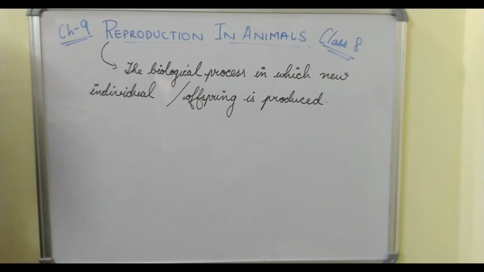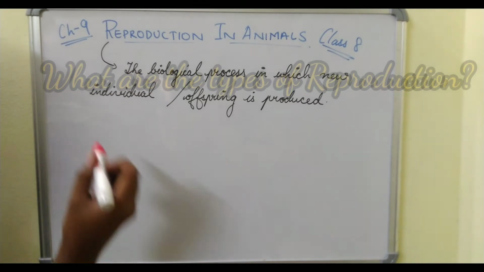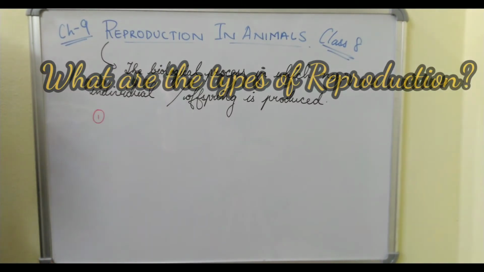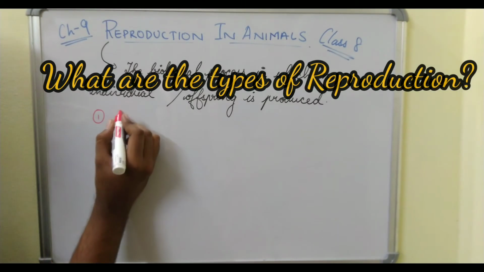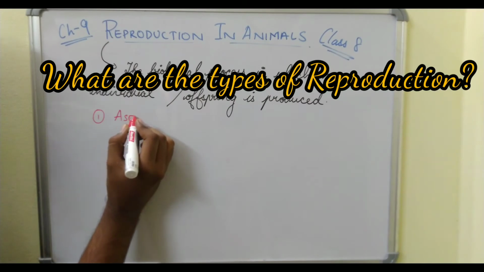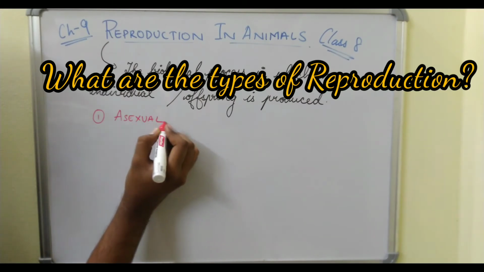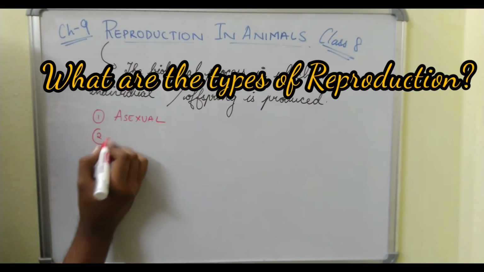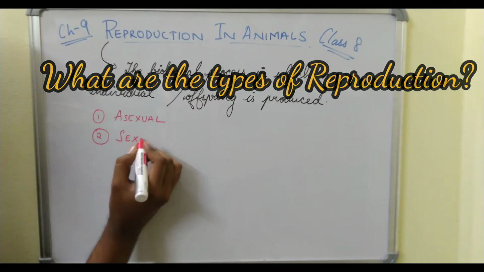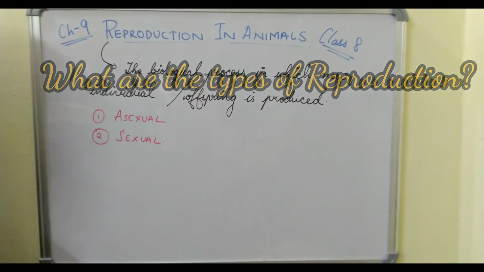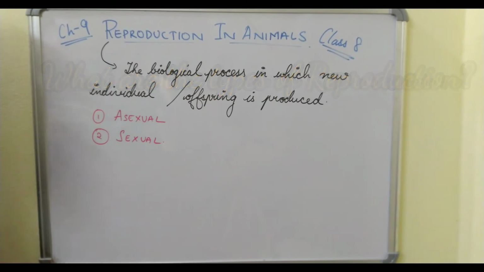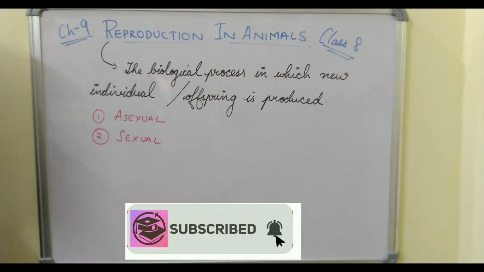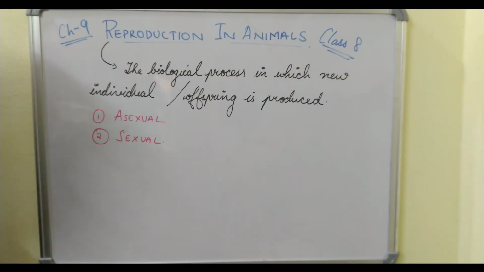Now talking about reproduction in animals, there can be two types of reproduction. Two modes of reproduction. One is asexual reproduction and sexual reproduction. So there can be two types of reproduction: one is sexual reproduction and another one is asexual reproduction.